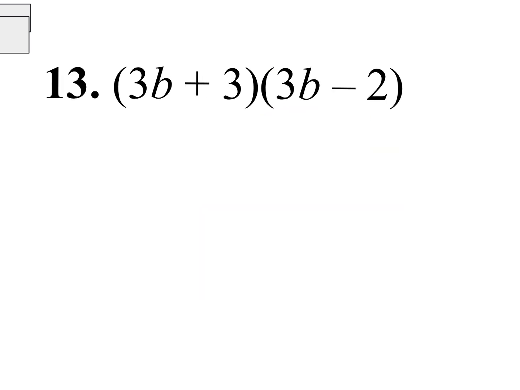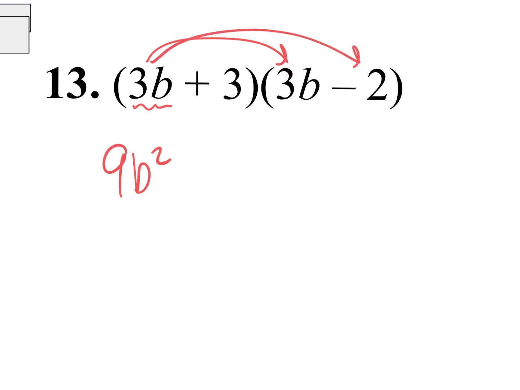Again, distributing one at a time. I want to start with the 3b. 3b times 3b, what's that? 9b squared. Why? Because 3 times 3 is 9, and b times b is b squared. Then distribute 3b times negative 2. What do I get? Minus 6 with a single b, right? Again, number 3 times number negative 2 gives you the number negative 6. B times, oh, there's no b here, so just bring that single b down.